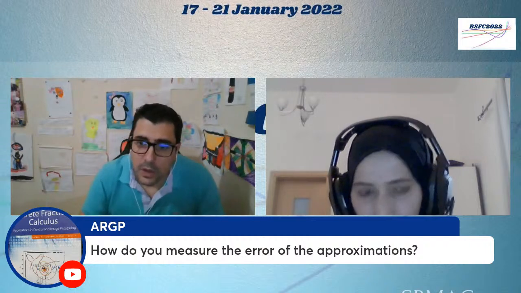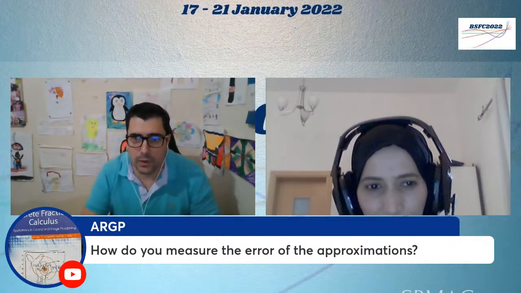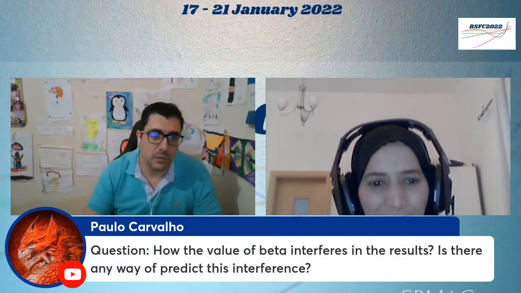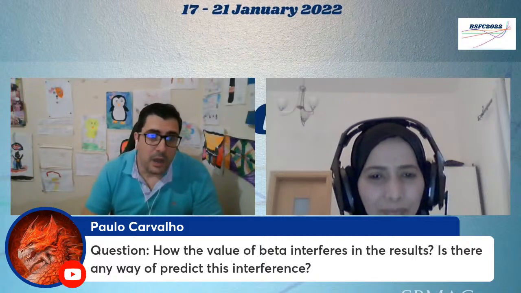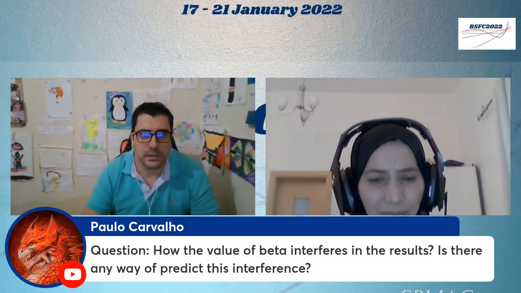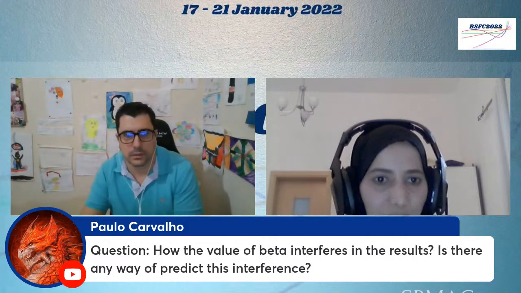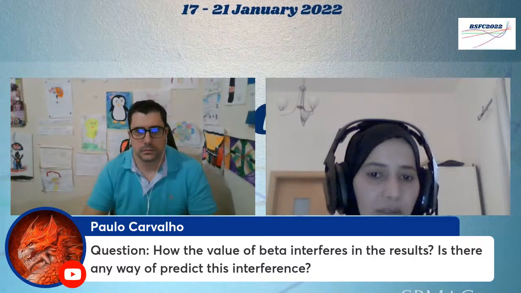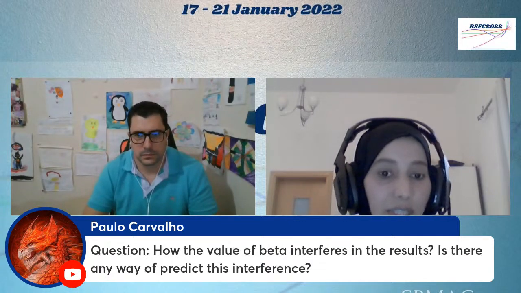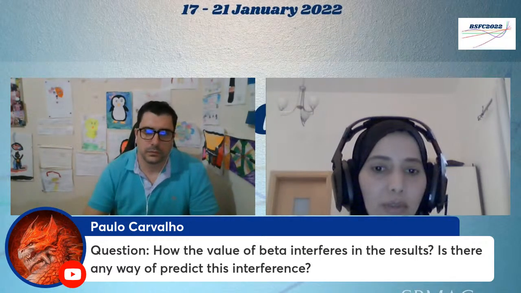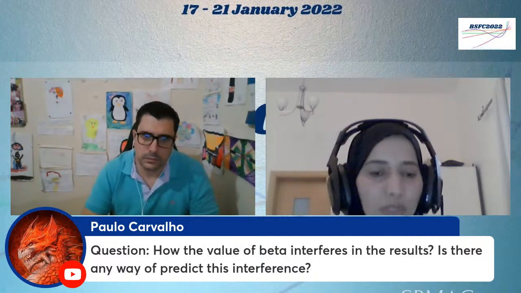Okay, thank you. We are running out of time, but we still have time for one last question, and I apologize to the others. The last one is from Professor Paulo. How does the value of beta interfere in the result? Is there any way of predicting this interference? We choose this beta value. We make our computation with different values of beta. As beta differs, the unstable region also gets different for each scheme that we have used. But it does not interfere because we choose this beta.